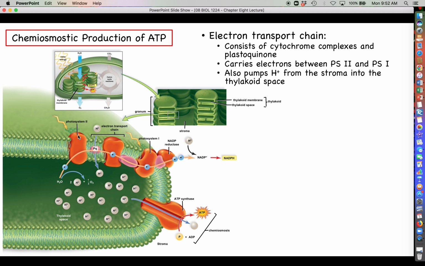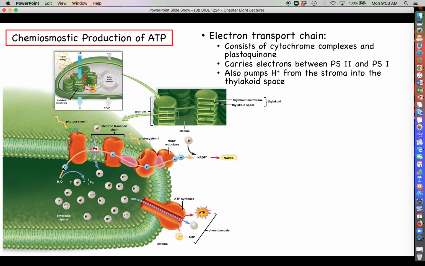So here you can see photosystem 2. It's going to take on electrons that are donated from water. We're going to absorb light and energize those electrons, then pass them through this electron transport chain. And in the process, we are going to pump hydrogen ions from the stroma into the thylakoid space inside of the thylakoid. So very similar to what we did in the mitochondria, in which we pumped hydrogen ions from the matrix into the inner membrane space.